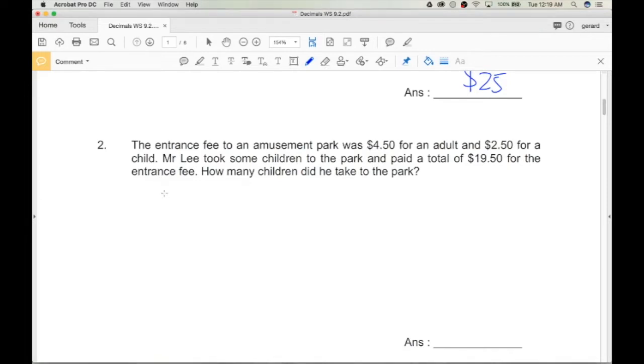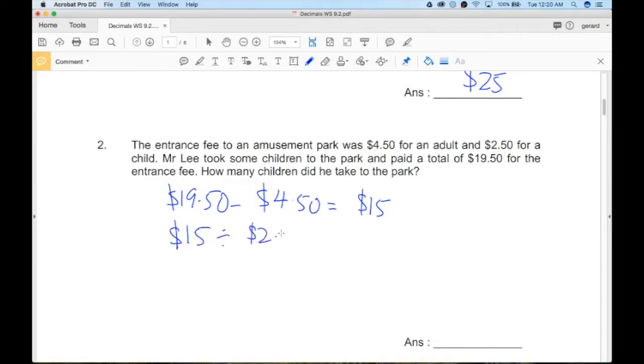So the first thing that you will have to do, okay, you have to take the total amount that he paid, $19.50, minus off the amount for an adult, which is Mr. Lee himself. Okay, so you get $15. Right here, you just take the $15 divided by the cost of one ticket for a child, which is $2.50. Okay, goes to 6.